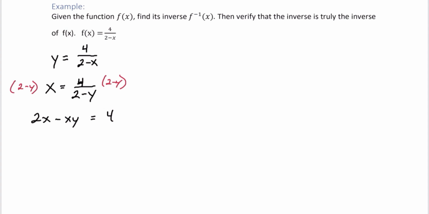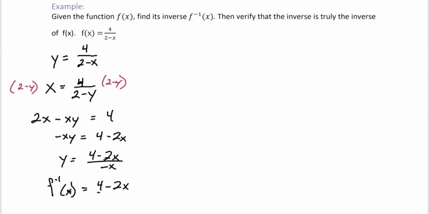Continuing to isolate the y, we next need to subtract 2x on both sides. And finally, we will divide by -x. Once we have y by itself, we have found f inverse. 4 minus 2x over -x.